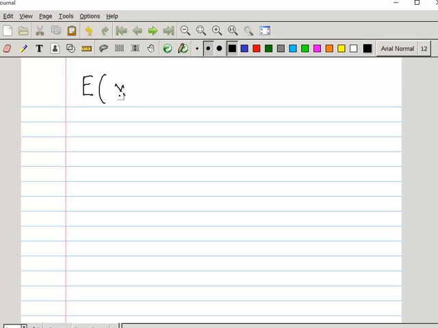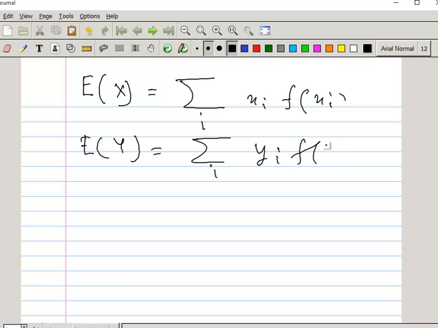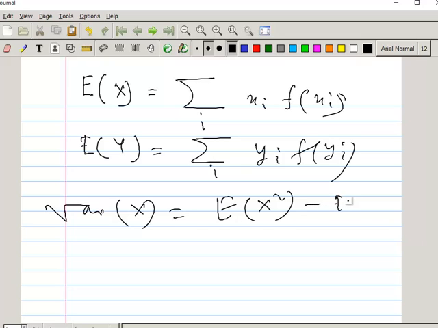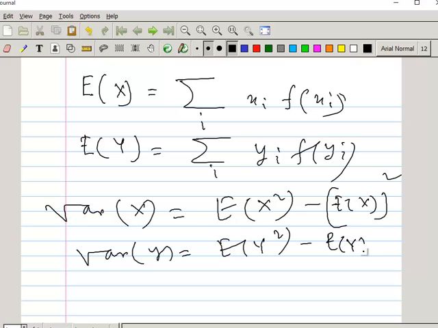This is called expectation of x. The expectation of x is summation over i of xi f of xi, or if we write the expectation of y, it is summation over i of yi f of yi. So for any variable you can find the expectation. Now variance of x is similarly calculated as expectation of x square minus expectation of x whole square. Similarly variance of y equals expectation of y square minus expectation of y whole square.